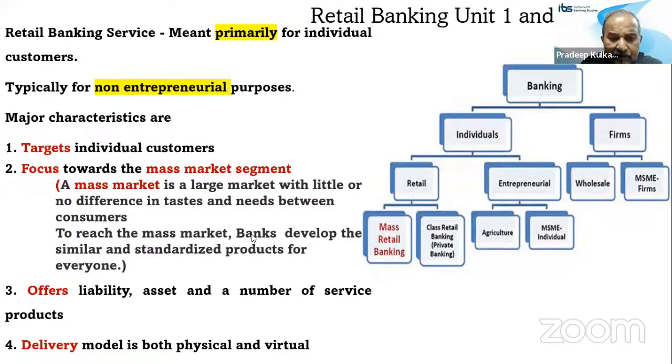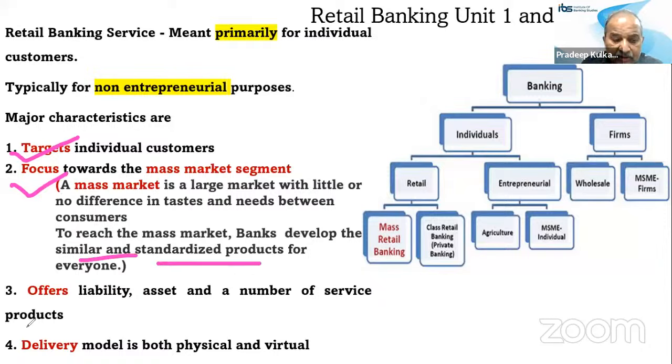Mass market is a large market with little or no difference in taste. And most of these people have no difference in taste. As a result, we can devise similar or standardized products. Means more or less the same product can be devised, which can be suitable and appreciable by all the people. So there are two elements we have discussed. Target focuses on mass market, and mass market helps us in making the same simple, standardized product.